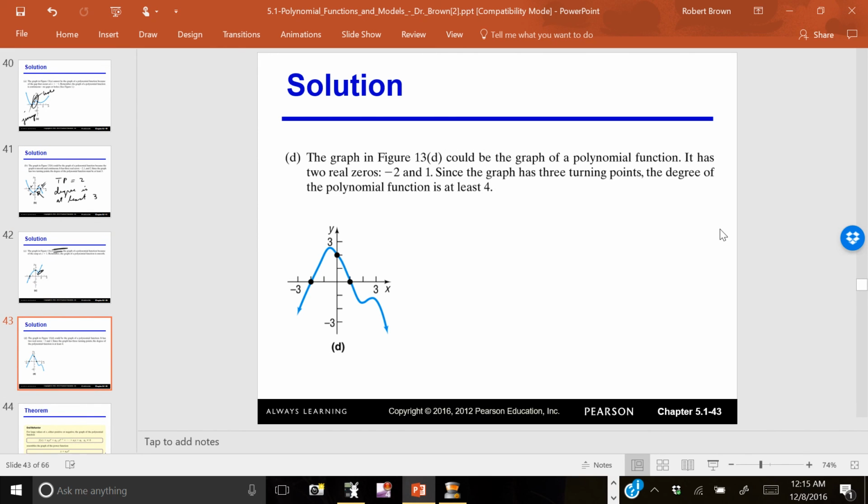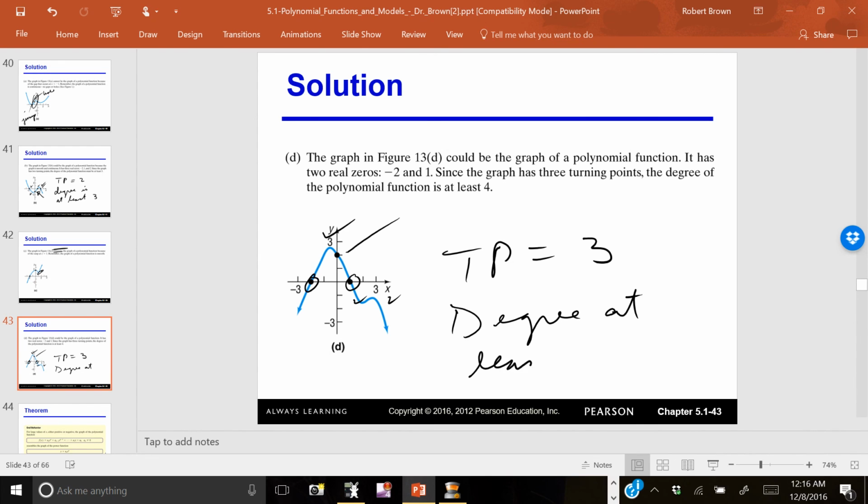D, however, is a very smooth curve. It has 2 zeros, a nice y-intercept. It has 1, 2, 3 turning points. So its degree is at least 4.